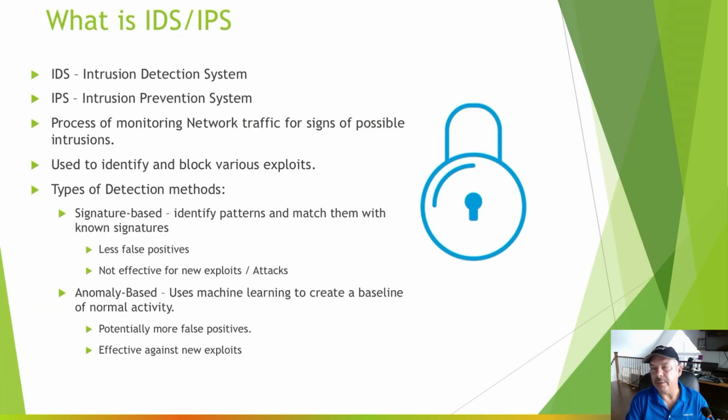So what are IDS and IPS in general, nothing specific to NSX? First of all, IDS is the intrusion detection system. So we detect possibly a known vulnerability or a known exploit. The IPS portion is the prevention system. Oh, that's a known exploit that somebody's trying to take advantage of, I'm going to drop that traffic. That's the prevention part. So IDS/IPS is basically the process of monitoring your traffic for these possible intrusions.